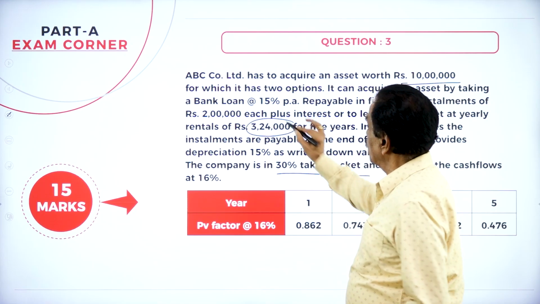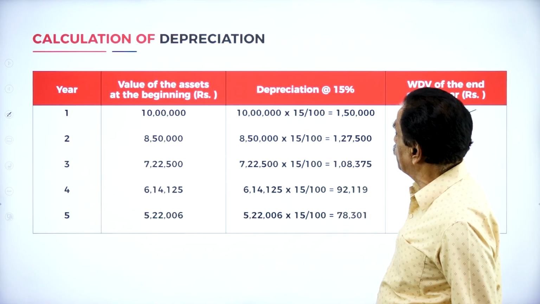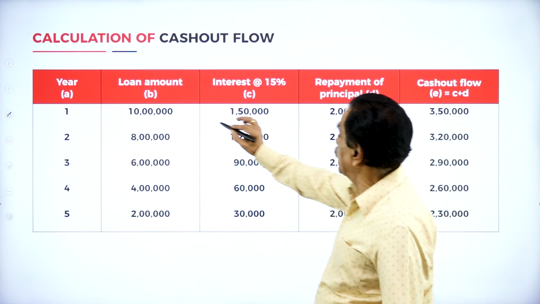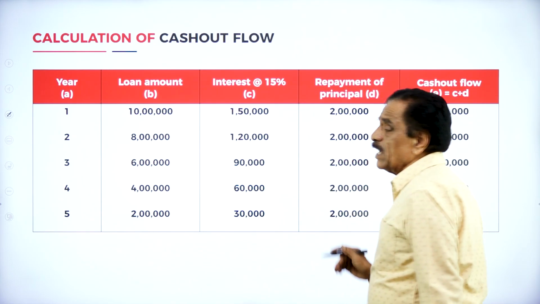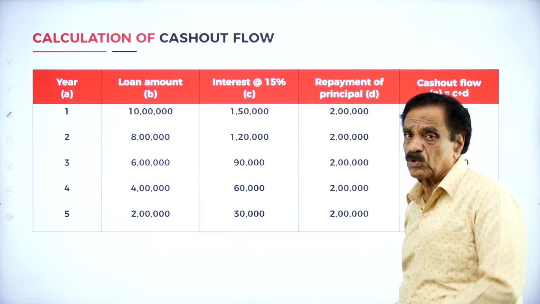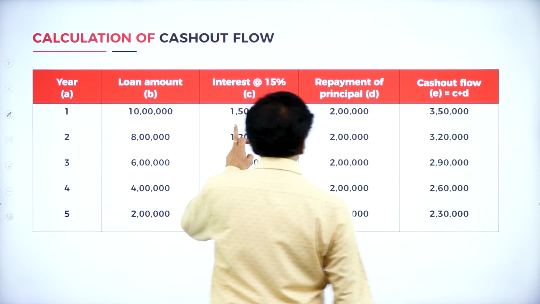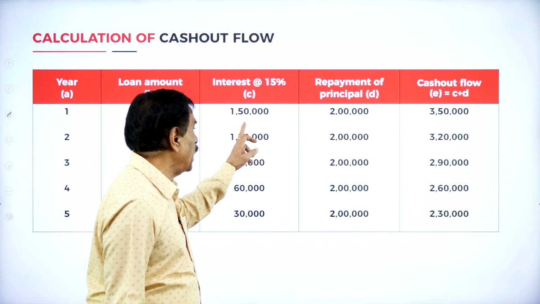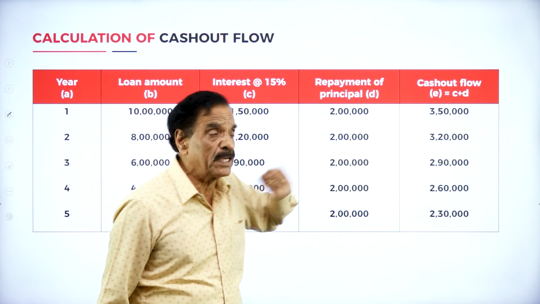10 lakh rupees for that. What's the rate of interest? 15%. 15% on this is 1,50,000. Every year, how much does he pay? 2 lakh plus interest. So what's your interest? 1,50,000. 2 lakh plus 1,50,000 becomes 3,50,000.